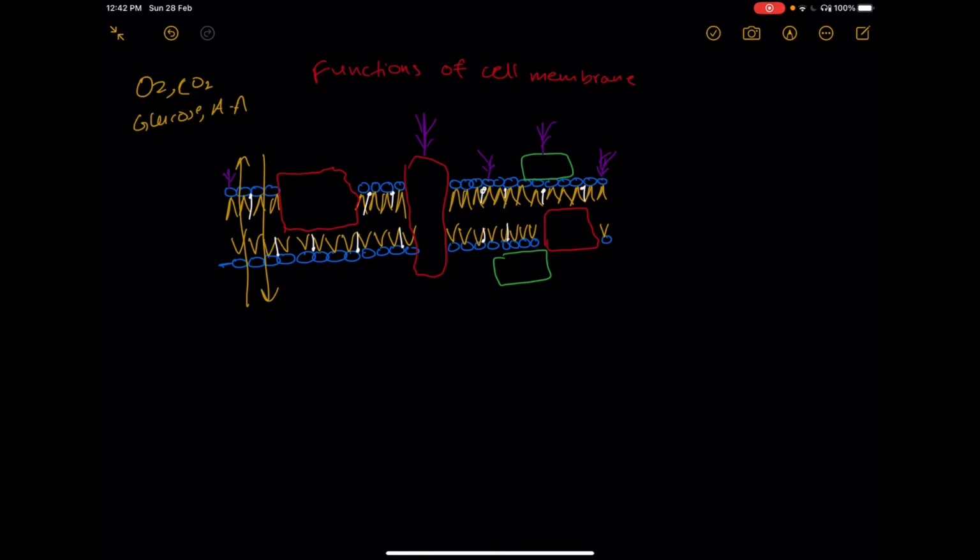Which begs the question, if glucose and amino acids are two pretty important things which are needed by the cell, crucial for its survival, how do these things pass the cell membrane? Well, remember the last video I taught you that there are basically proteins in the cell membrane.